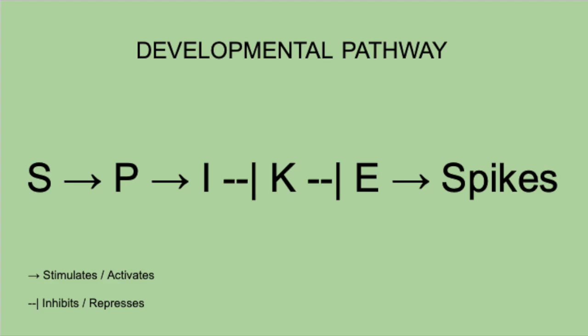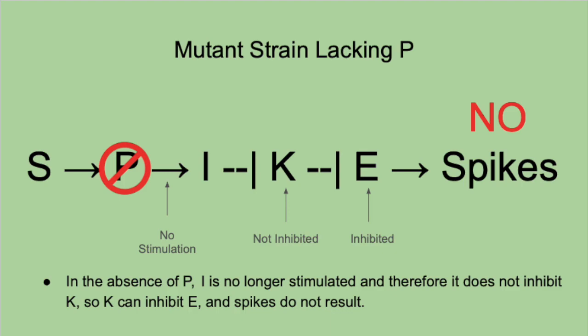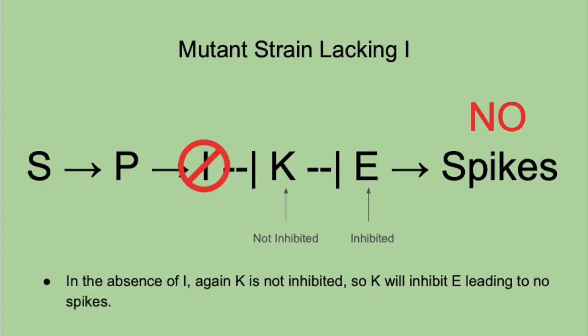It's important to mention that when looking at a pathway, an arrow indicates stimulation or activation, and a T-bar indicates inhibition or repression. In the absence of P, I is no longer stimulated and therefore does not inhibit K, so K can inhibit E and spikes do not result. In the absence of I, again K is not inhibited, so K will inhibit E, leading to no spikes.